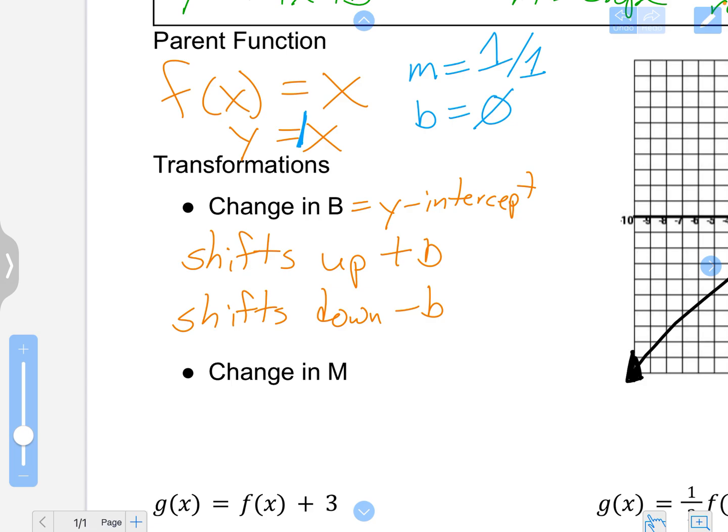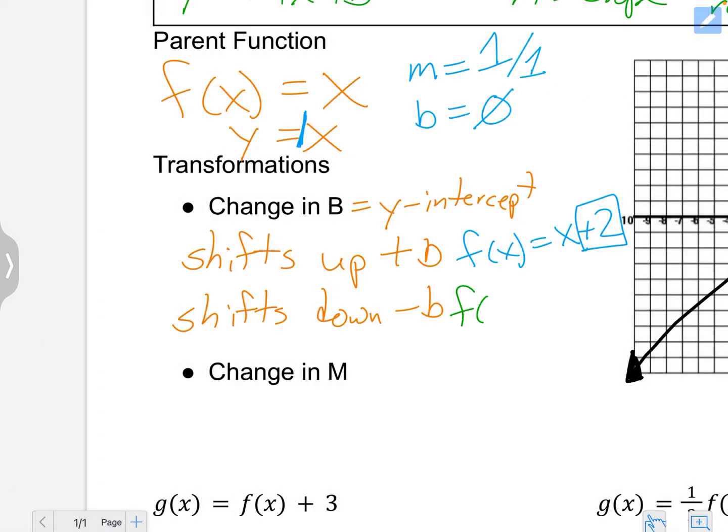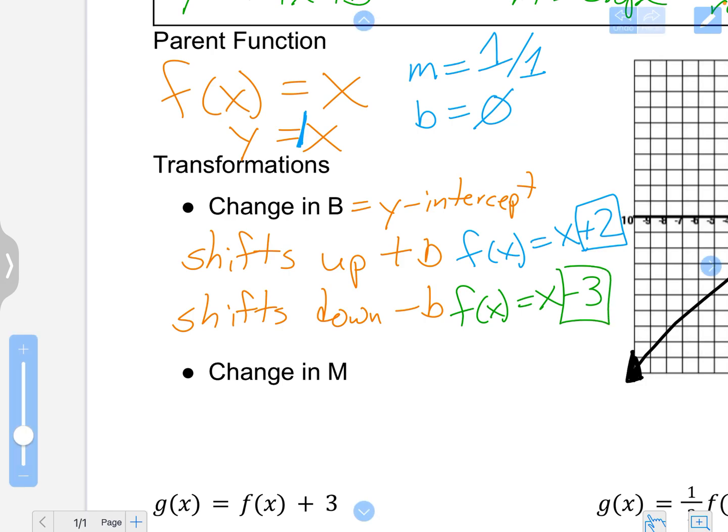So if they were to write the equation f of x equals x plus 2, I would know that my line shifts up 2 because my y-intercept is now 2. If they had the equation f of x equals x minus 3, I would know that it shifted down because negative 3 would be my y-intercept. It's just a way for us to denote these changes from the original parent function.